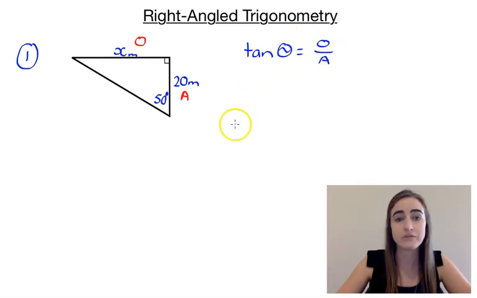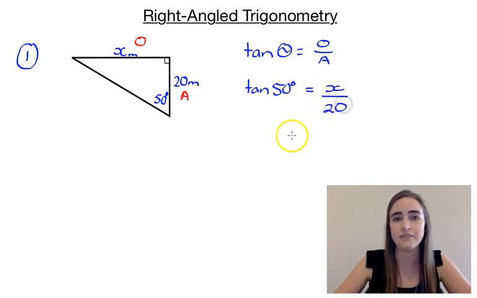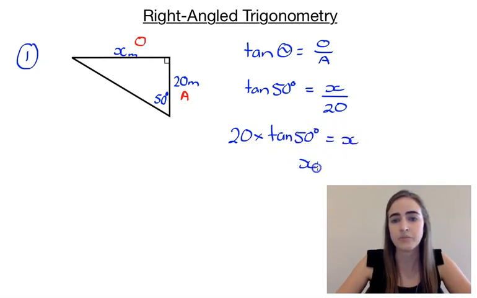So then we can fill in the information that we know. So we've got tan of 50 degrees is the opposite, which was our x, over the adjacent, which is 20. So now we've got an equation and we need to solve that for x. So to get rid of this divided by 20, we're going to multiply both sides by 20. So we'll have 20 times tan 50 is equal to x. Now if we put this left-hand side, this bit here, into your calculator, you'll figure out what x is.